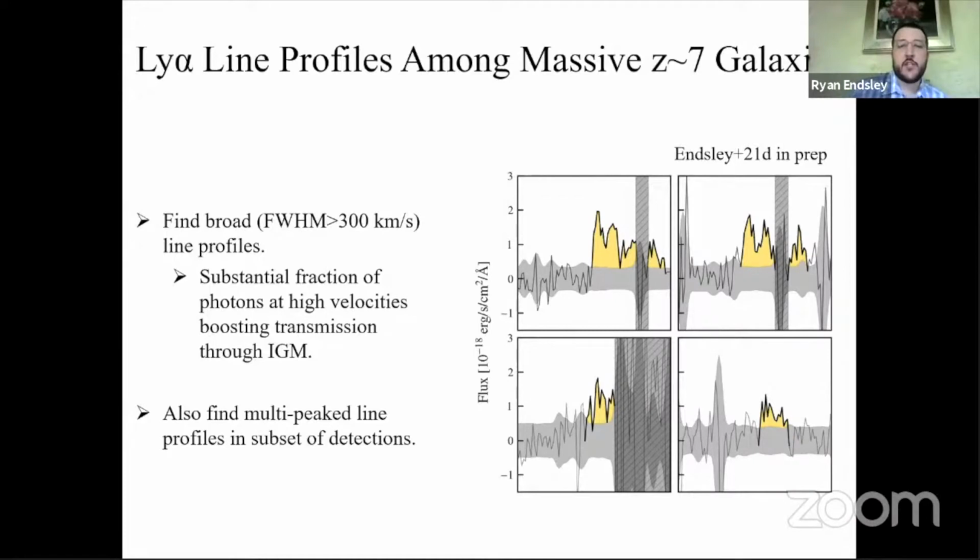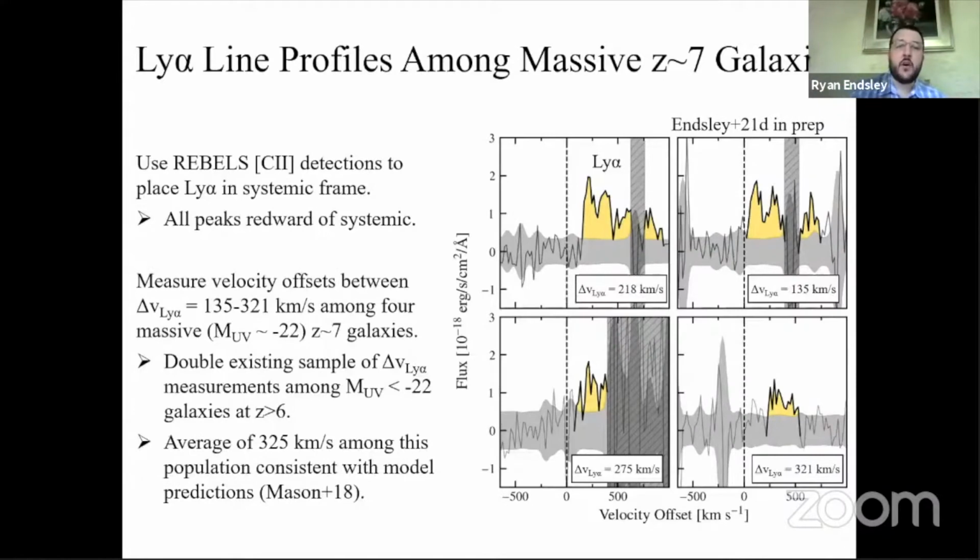And with our [CII] measurements, we're able to place our line profiles into the systemic frame. So what do we find? Well, we find that all of the peaks that we're seeing are redward of systemic. Now, I don't have time to dive into the details, but if you're interested, please ask me after the talk. We're also able to measure the Lyman-alpha velocity offsets of our sample, and we're finding velocity offsets that are systematically large, greater than 100 kilometers per second. And this suggests that these velocity offsets are indeed likely boosting Lyman-alpha transmission through the IGM among these sources.